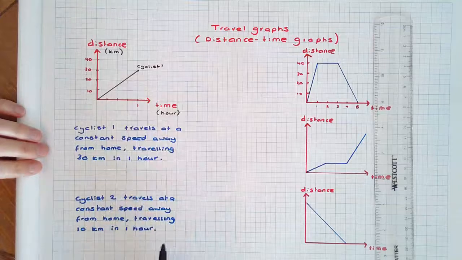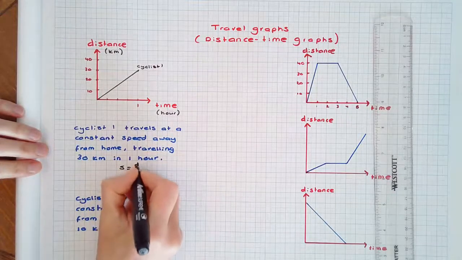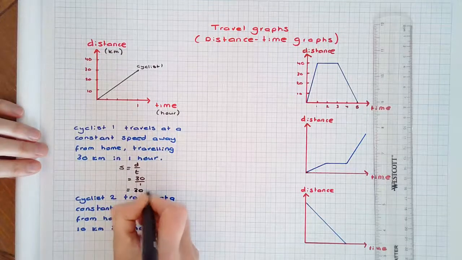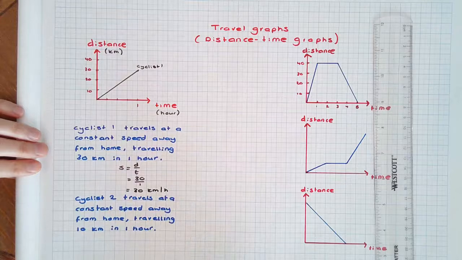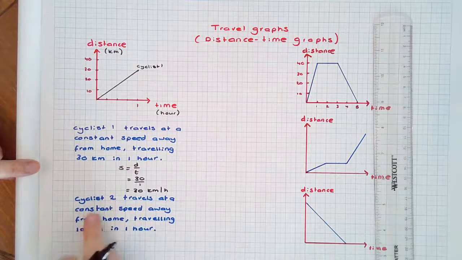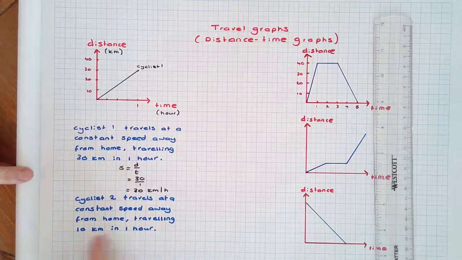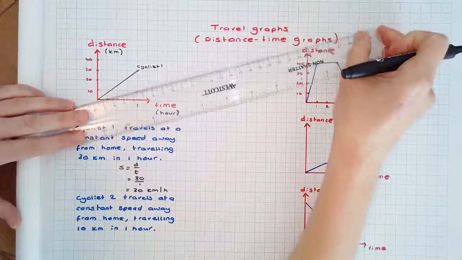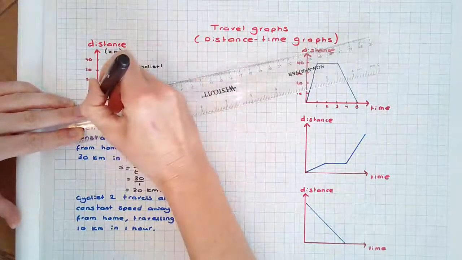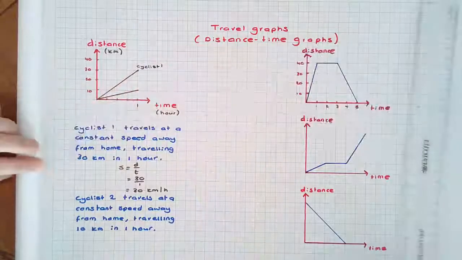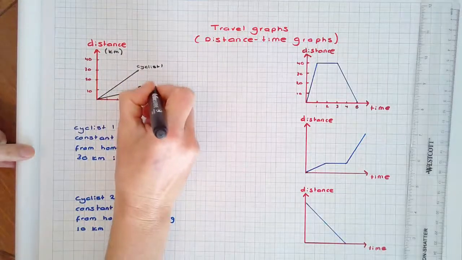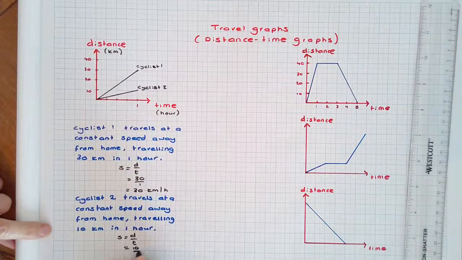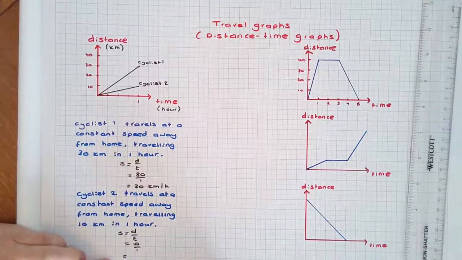The speed that cyclist 1 travels at, speed equals distance divided by time, is 30 kilometres in 1 hour, so it travels at 30 kilometres per hour. Suppose cyclist 2 travels at a constant speed away from home, only travelling at 10 kilometres in 1 hour. Cyclist 2 would be represented on the travel graph as such. Cyclist 2's speed is 10 kilometres in 1 hour, so 10 kilometres per hour.